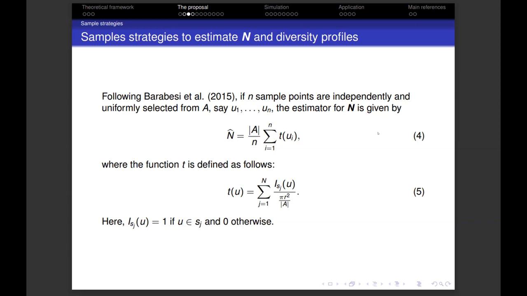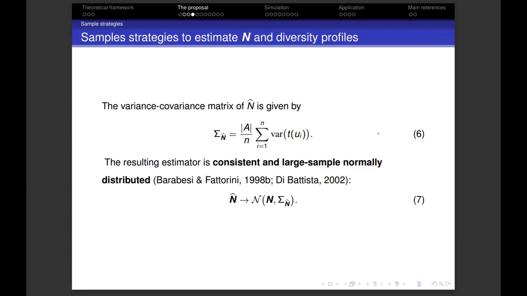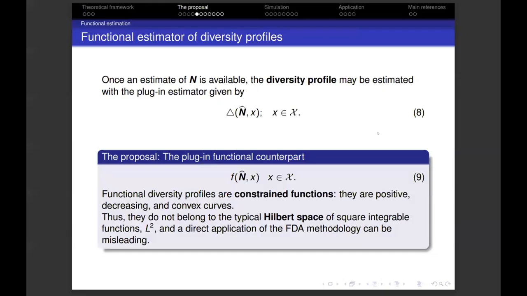This approach gives the opportunity to estimate the variance-covariance matrix as in equation 6. And with a replication of sample units in the area, we ensure, for a large number of sample units, the consistency and asymptotic normality of the abundance vector, as in equation 7. Now, the estimate of biodiversity is a plug-in estimator of MSTD. But as I said before, this function doesn't belong in the functional space.